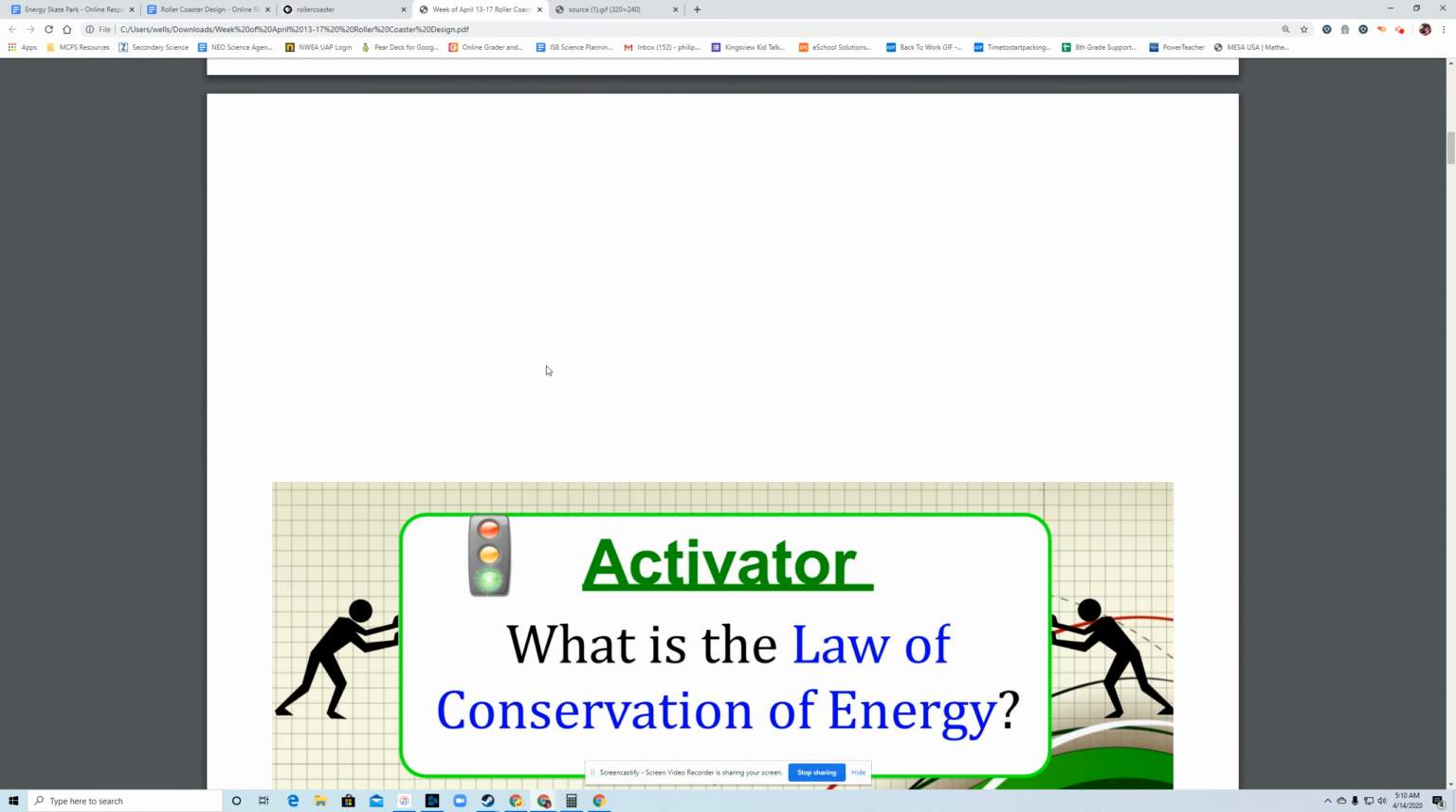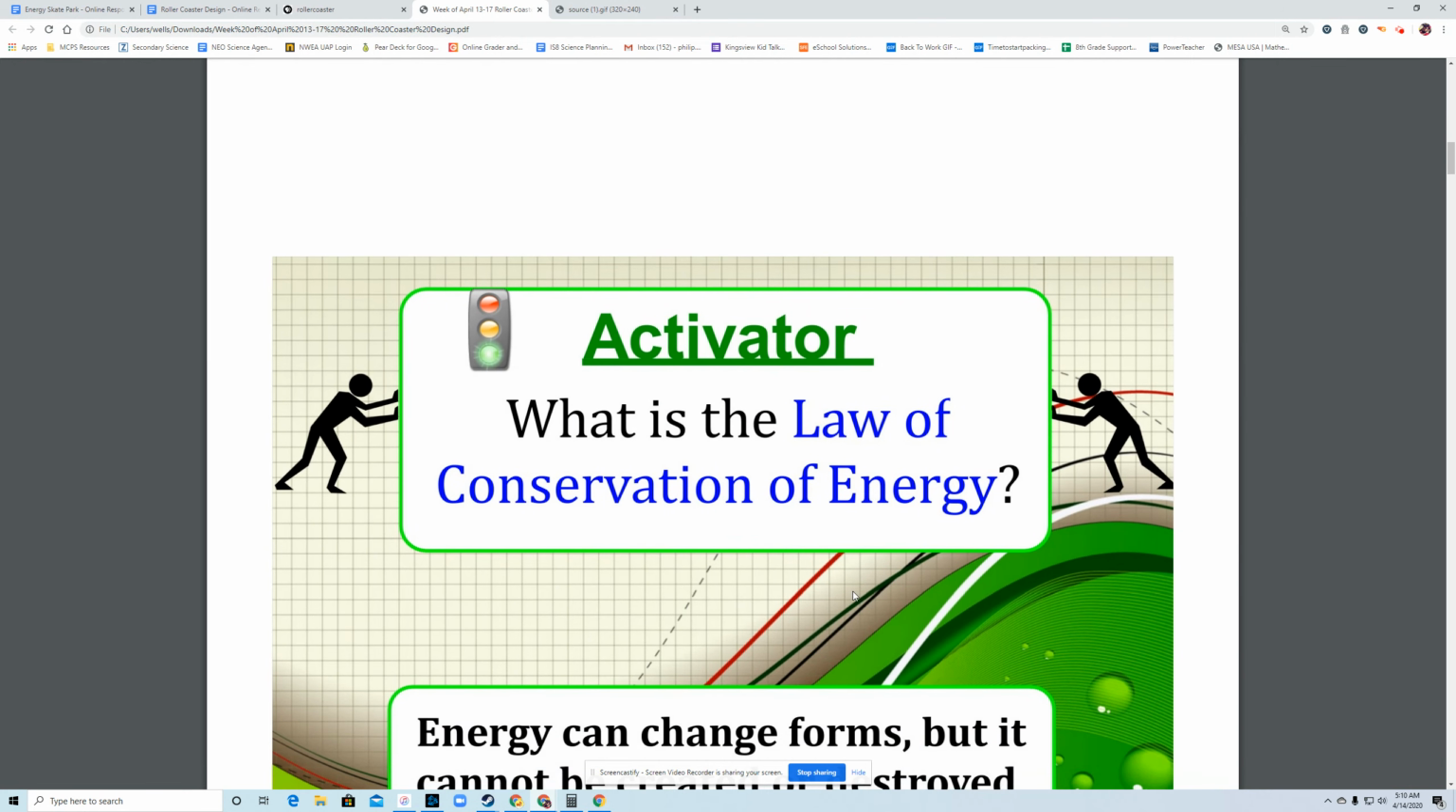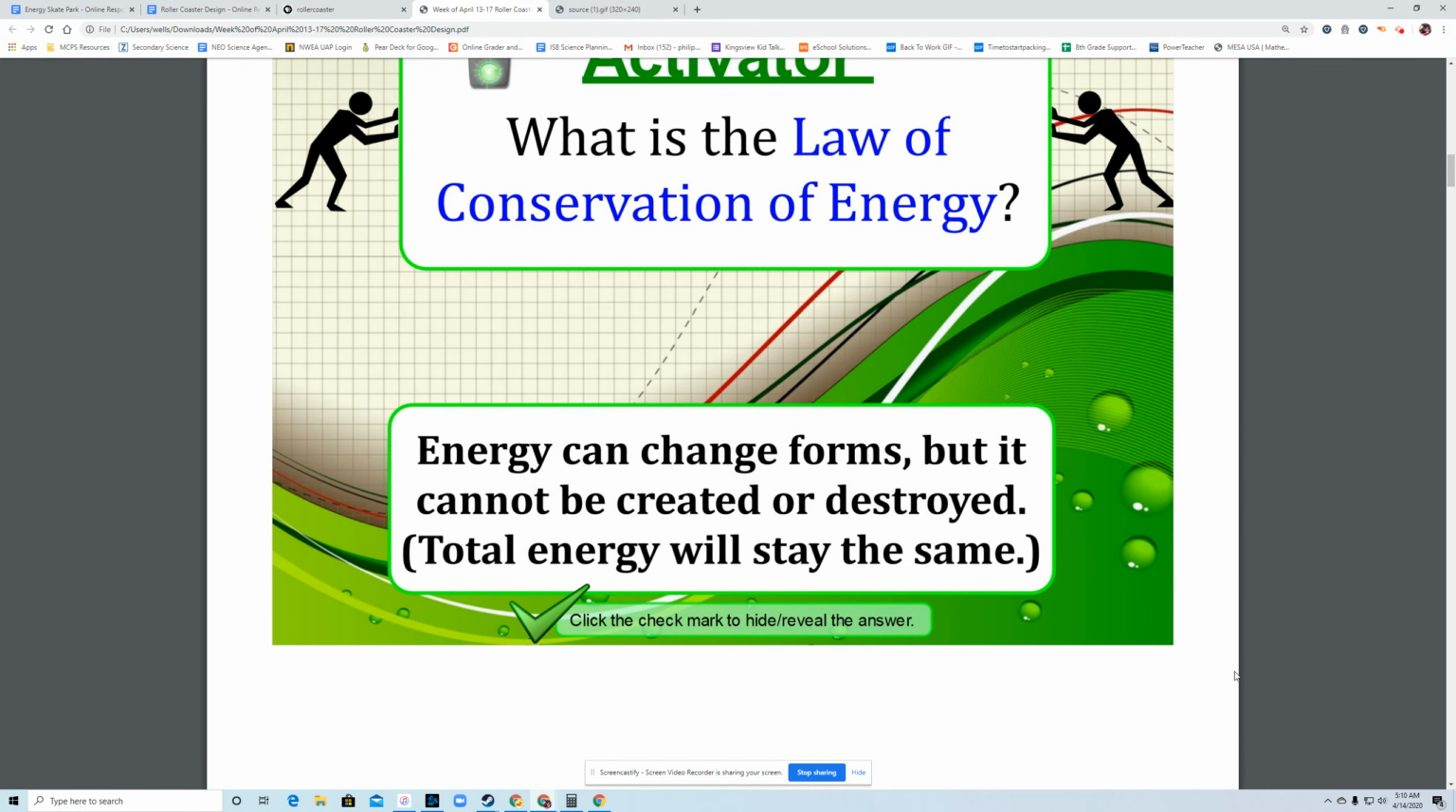So first off, what is the law of conservation of energy? It's that energy can change forms, but it cannot be created or destroyed. The total energy will be the same. So if we had those two balls we're talking about, if one was going 5 miles an hour to the right and the other was going 6 miles an hour to the left, when they both crash into each other, the higher number wins. So the 6 miles per hour is going to win versus a 5. So we're going to have 1 mile per hour left over. That means both of those balls are going to both go 1 mile an hour to the left.